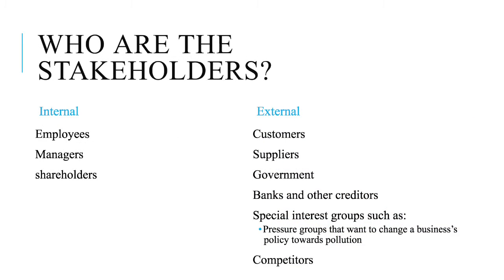Stakeholders are usually divided into two categories, internal and external. The following is a list of the most common types of stakeholders. Internal stakeholders include employees, managers, and shareholders. External stakeholders include customers, suppliers, government, banks and other creditors, special interest groups, and competitors.